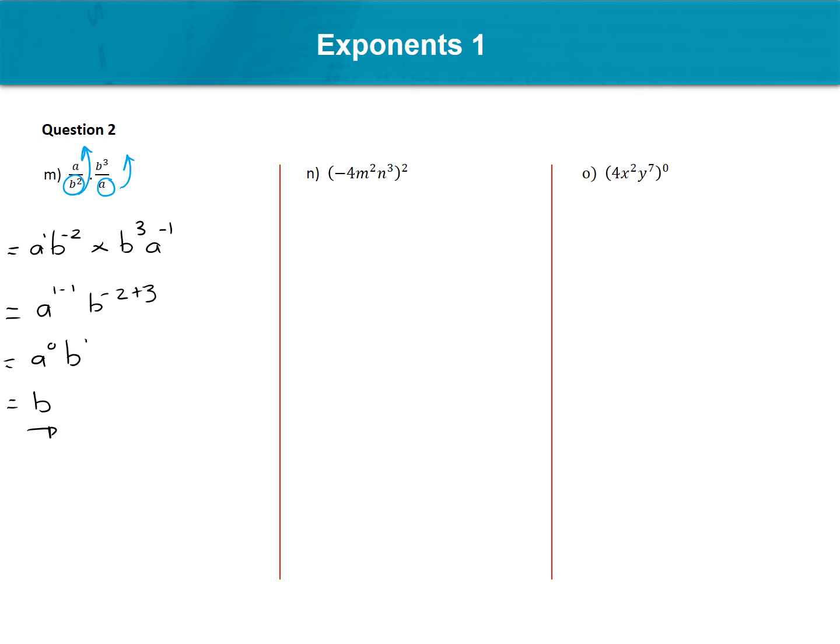N, we have a bracket raised to a power. Whenever you're taking exponents and raising them to another power, you multiply them. So we have minus 4 squared, which leaves us with minus 16. M to the power of 2 times 2 is 4, and n to the power of 3 times 2 is 6. And O, anything raised to the power of 0 is equal to 1. So that whole expression is equal to 1.